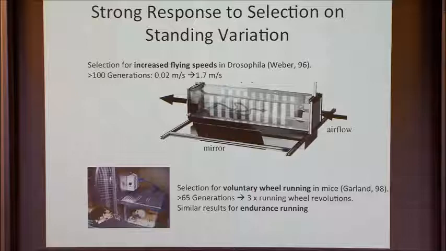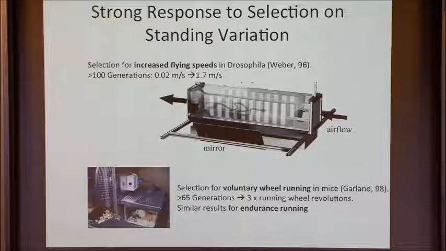And it turns out that over the course of 100 generations, you can increase the top flying speeds from that amount to 1.7 meters per second. So that's a very large increase in these flying speeds. Pretty impressive, I would say. I don't know what the population sizes of the bottlenecks here are, fortunately. I know about this time scale here.